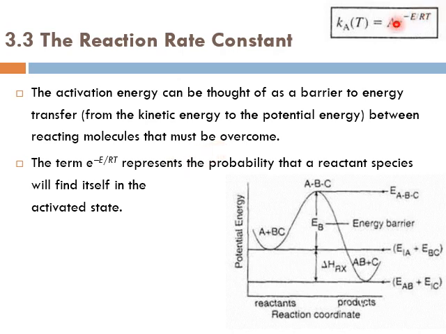Let's look at this term now, e to the power minus E over RT. The term e to the power minus E over RT represents the probability that a reactant species will find itself in the activated state. So what are the chances, what are the probabilities that these guys will form this guy? Well, the probability is calculated through this portion of the equation.